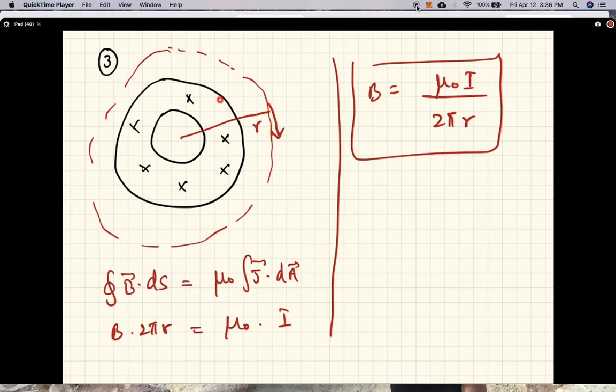It's the same as if this were a thin wire at the center. So once you're outside the conductor, for all symmetric cases, the field is the same as if it was a thin straight wire. Okay, so that's the point of that. All right, that ends that problem.